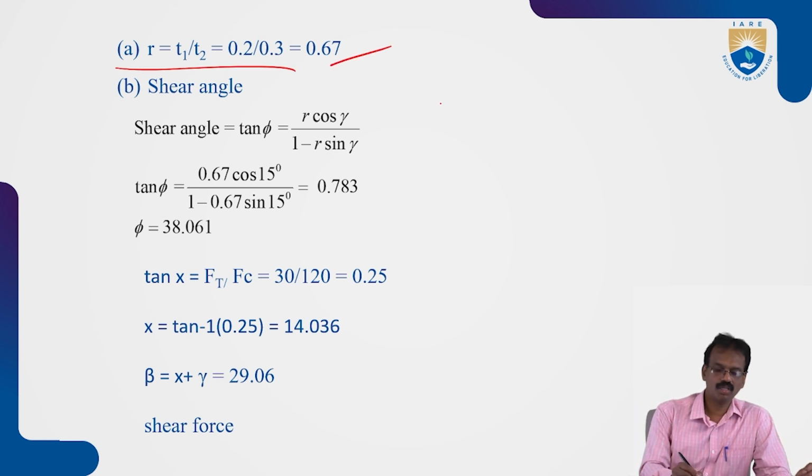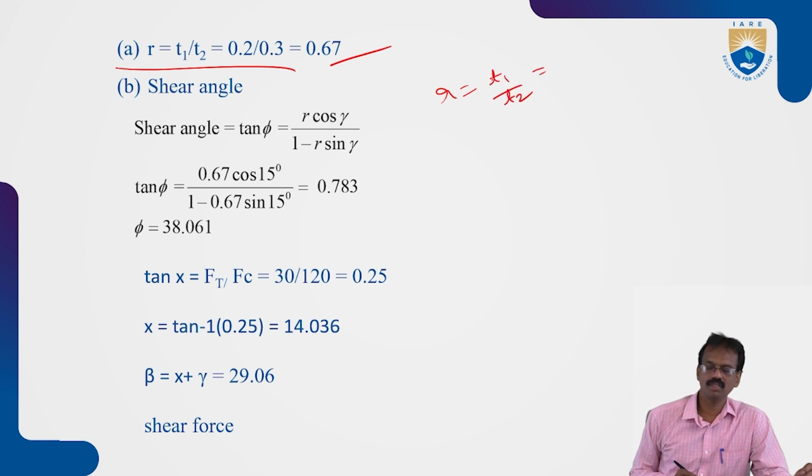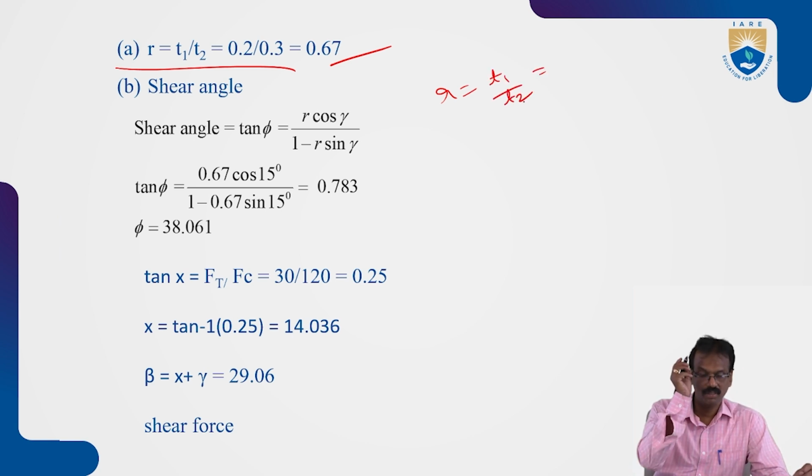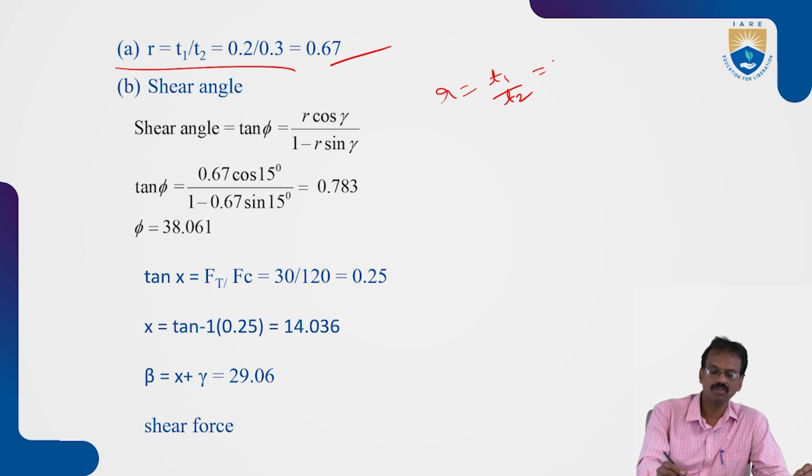Chip thickness ratio R is equal to t1 by t2. t1 is the uncut chip thickness and t2 is the chip thickness. So the value of that one is equal to 0.2 by 0.3, that is 0.67. Okay. So next one is the shear angle.